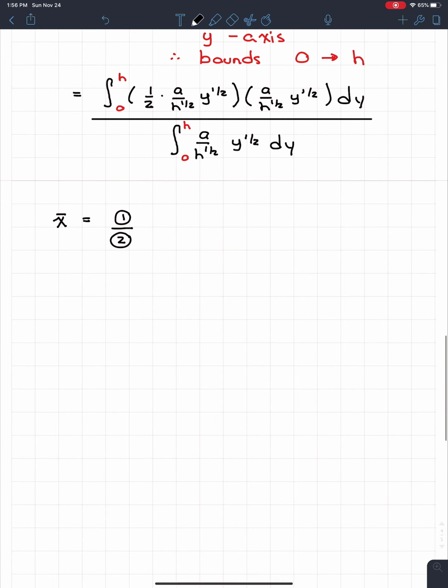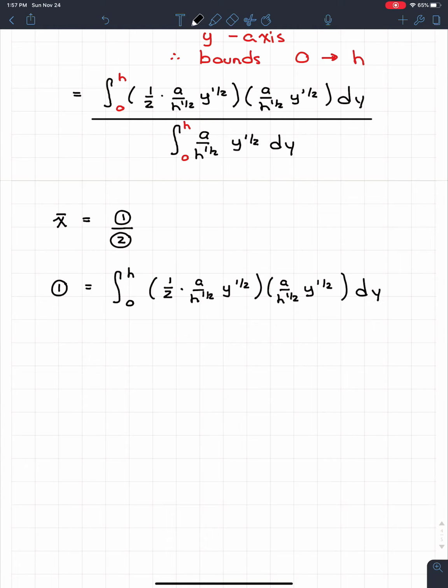So what I'm going to do is I'm going to go 1, which is equal to the top integral. So this is going to be equal to the integral from 0 to h. And then I'm just going to substitute all the values in. So we got 1/2 times a over h to the 1/2 times y to the 1/2. Now we're multiplying this by a divided by h to the 1/2 times y to the 1/2. And all this is going to be times dy.